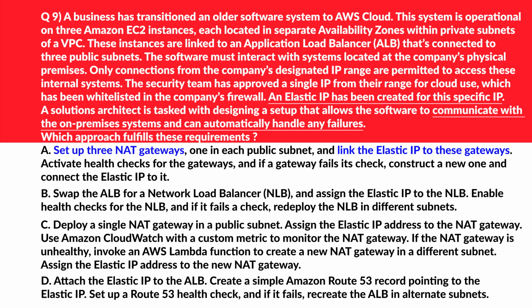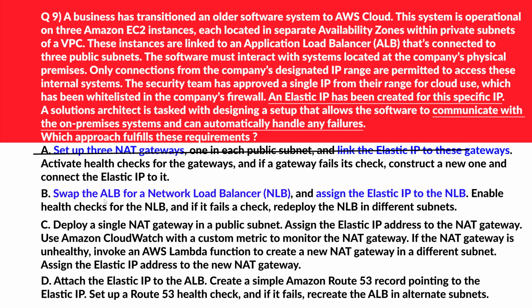Another important thing is assigning the same elastic IP address to multiple NAT gateways. If we read this statement, these gateways, that means NAT gateways, it is not possible or not feasible. So this is definitely not valid, right? So A is out. Let's move to option B.